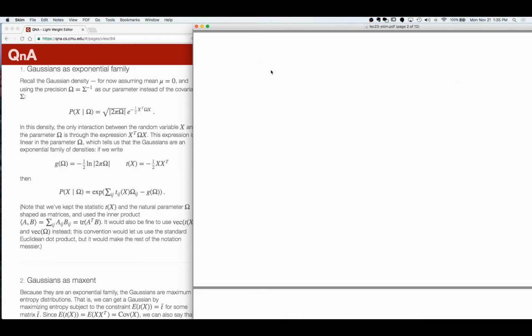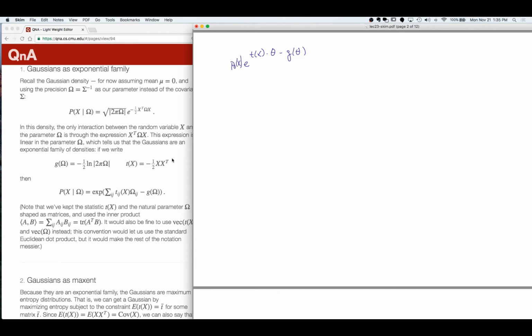We want to be able to write it as e to the t of x dot theta minus g of theta. There's also optionally a base density, which I'll call p0 of x, although that's going to turn out to be uniform here. So if we can put it in this form, then it's an exponential family of densities.